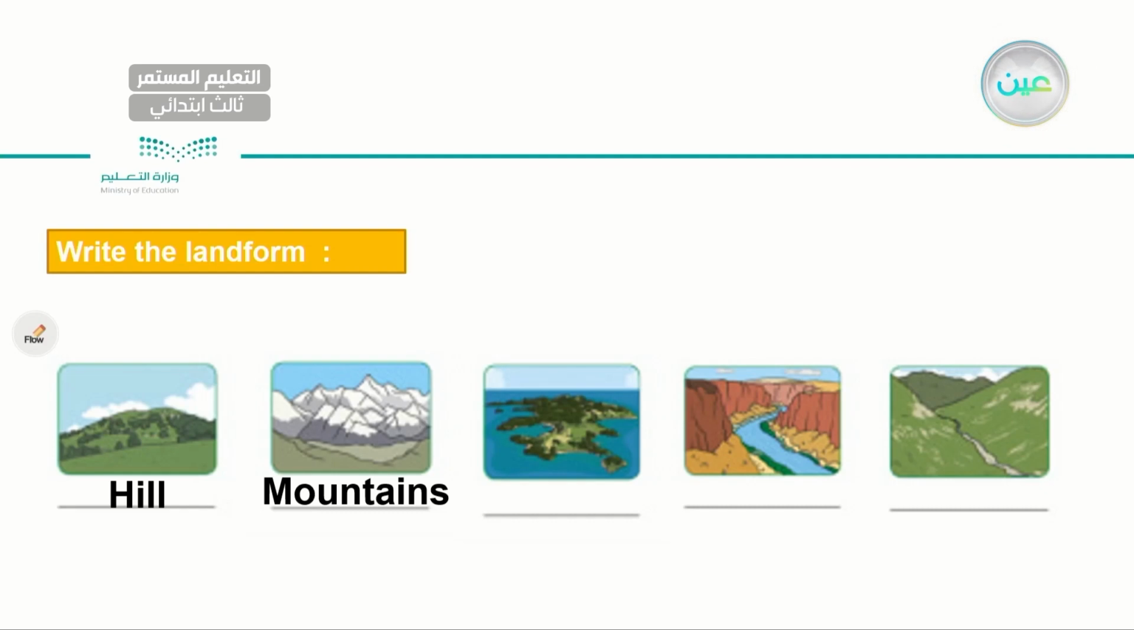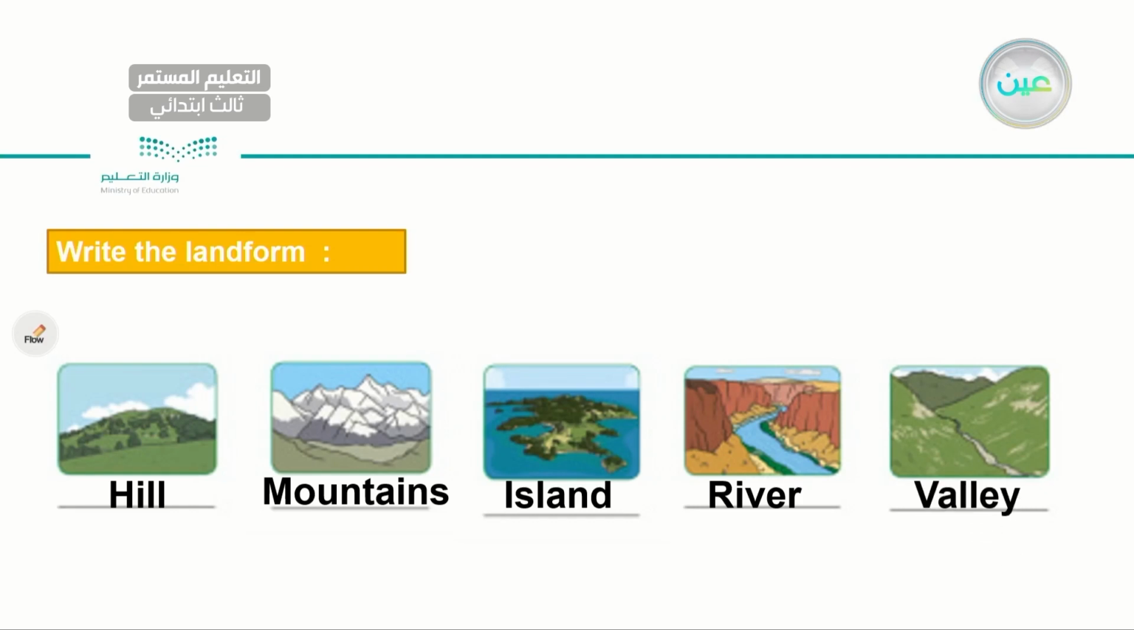How about the next one? What is it? It is an island. Very good. Make sure the S is silent, so don't pronounce the S. An island. Okay? So, how about the next one? I have water running between mountains or between hills. I have a river. Very good. And for the last picture here, I have a valley. Very good.